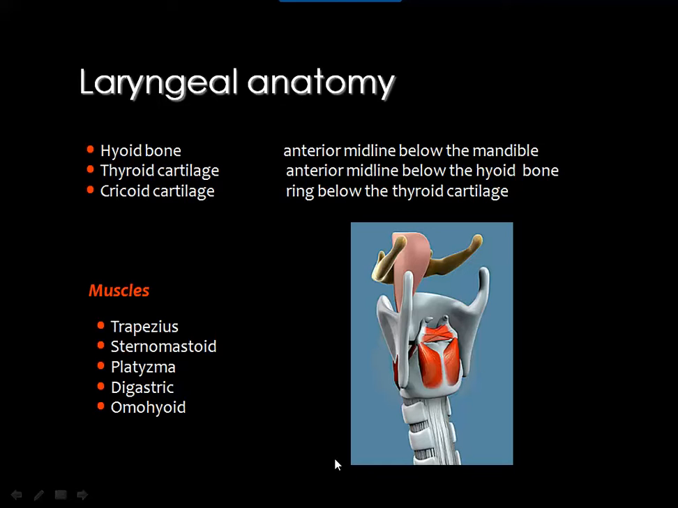Then there are 3 main anatomic landmarks in the larynx, which are the hyoid bone, the thyroid cartilage, and the cricoid cartilage. And there are a lot of muscles working anterior and also inside the larynx itself. Many of these muscles you don't need to know their specific names, but when the name of the muscle is important, I will mention that, especially in the mouth floor and the tongue region.